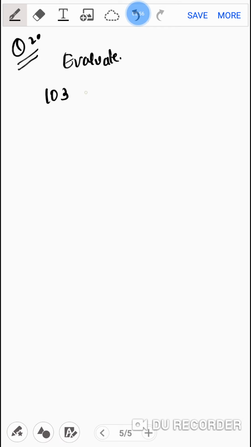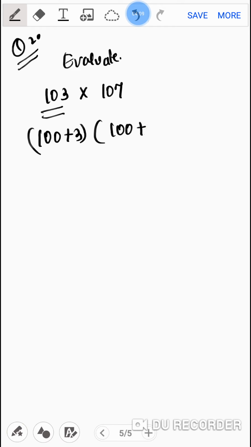Okay. Let's jump on to question number 2. That's your exercise 2.5. Evaluate the following as a product. So 103 into 107. My dear kids, 103, can I write it as 100 plus 3? And for 107, can I write it as 100 plus 7?